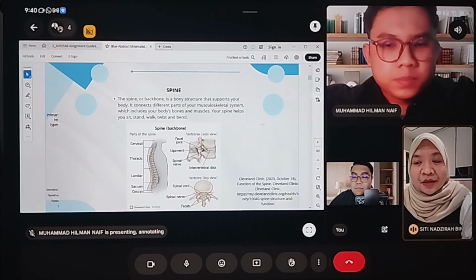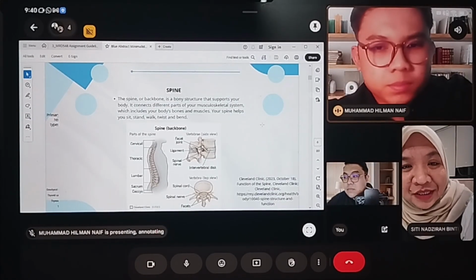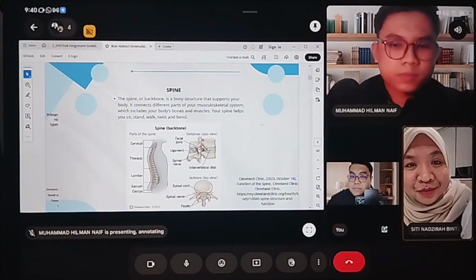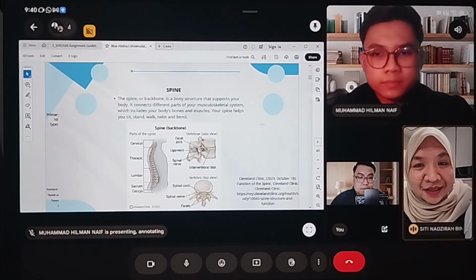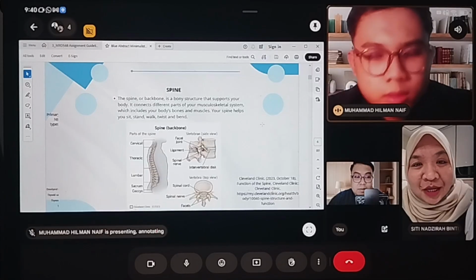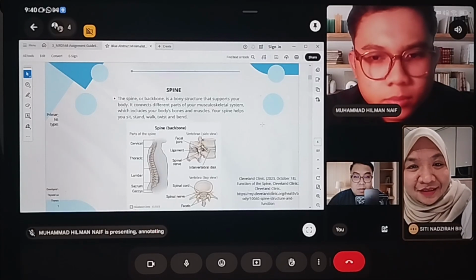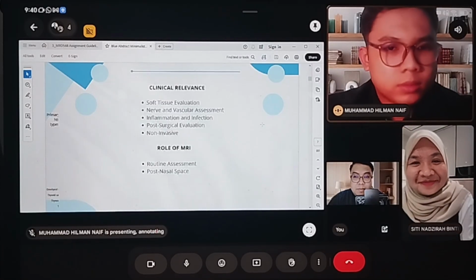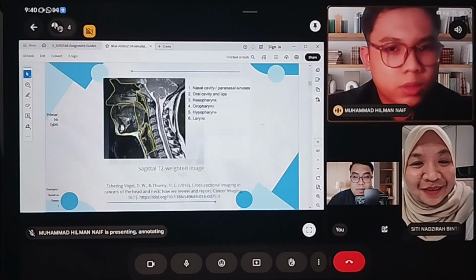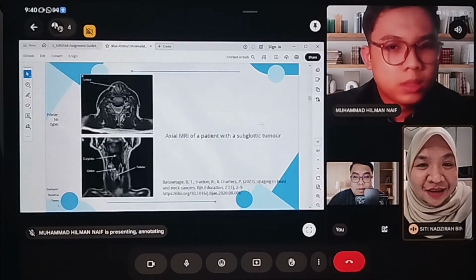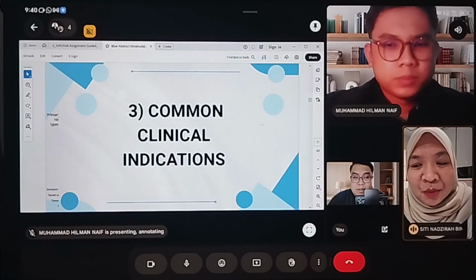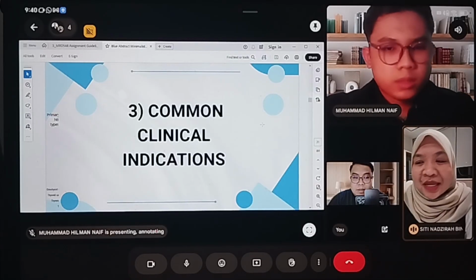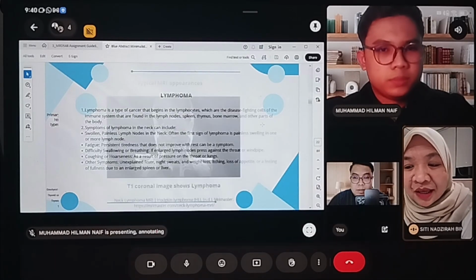Yeah, for my part, can you move the slide? Can you move the slide? Oh, sorry. Yeah. That one is your part, anatomy. Anatomy is Hilman's part, yeah. This one is about common clinical indication and patient preparations.